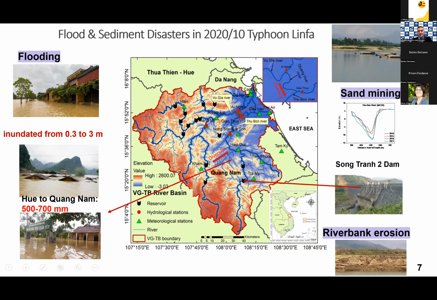So there are many activities in this basin, as I said, because of sand mining. Many ships are taking sand for construction and for selling this sand as a material. And the last typhoon caused very heavy flooding damage, with a 3-meter water depth in many large areas. And as you can see, there are also some problems due to riverbank erosion and flooding.